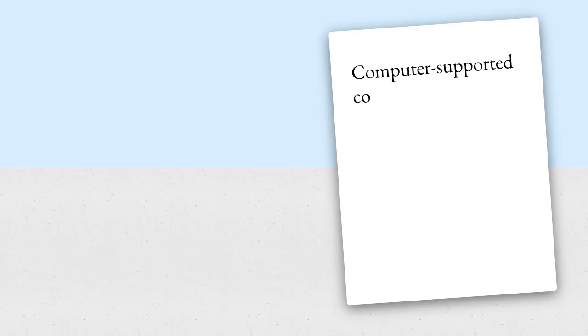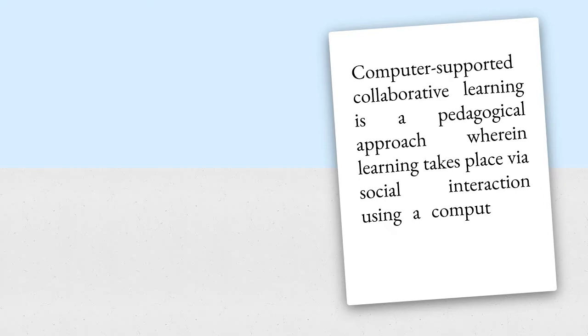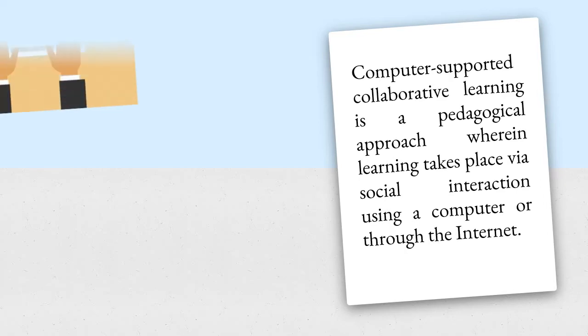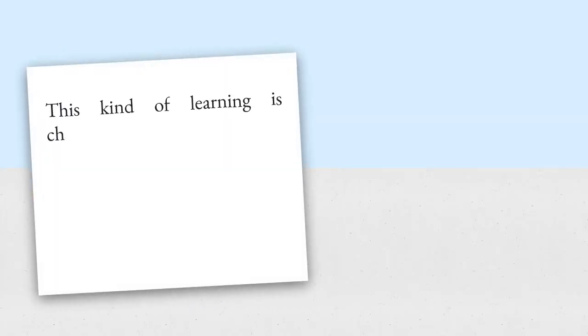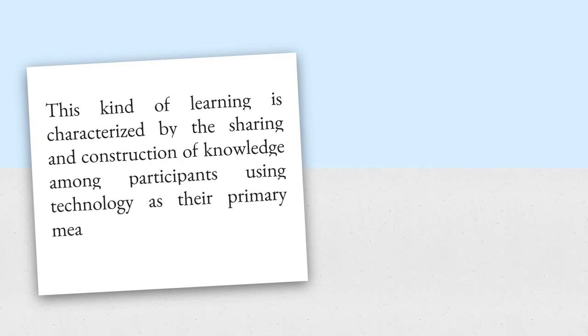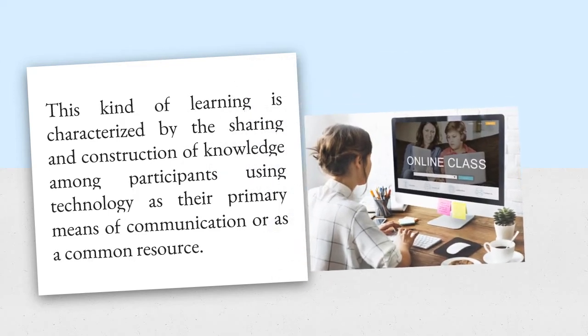Computer-supported collaborative learning, CSCL, is a pedagogical approach wherein learning takes place via social interaction using a computer or through the Internet. This kind of learning is characterized by the sharing and construction of knowledge among participants using technology as their primary means of communication or as a common resource. CSCL can be implemented in online and classroom learning environments and can take place synchronously or asynchronously.